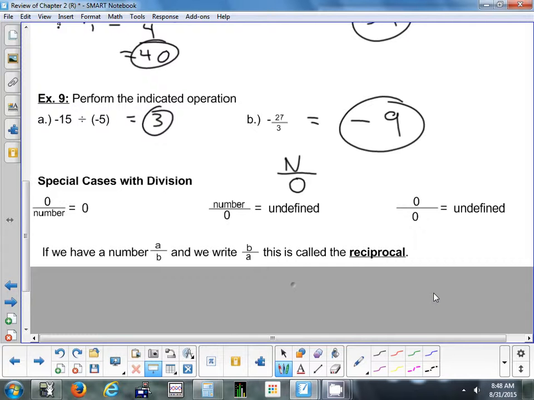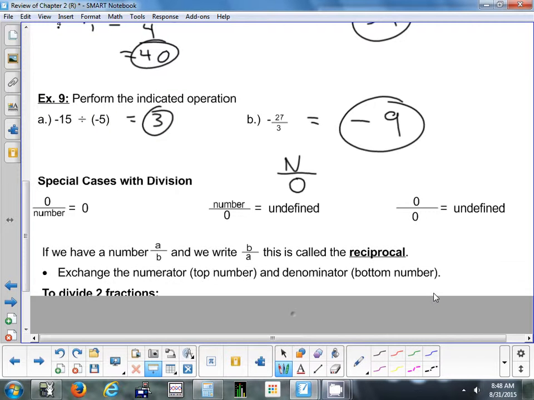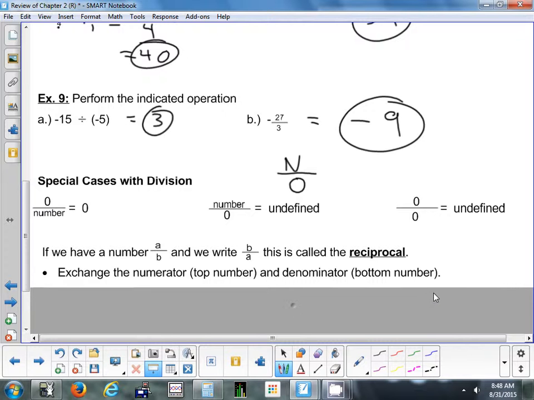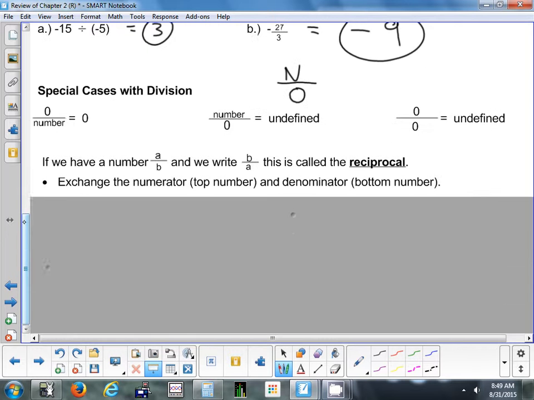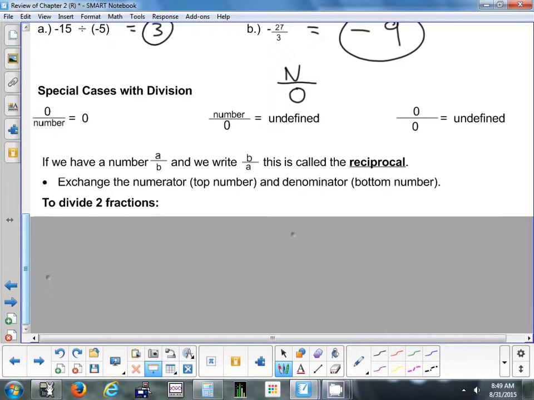If you have a fraction and you flip it, basically take what's on the top and put it in the bottom. Take what's in the bottom, put it in the top. That's called the reciprocal. Reciprocal is just a fancy word for flip. And where we see reciprocal come up is when we have to divide 2 fractions.